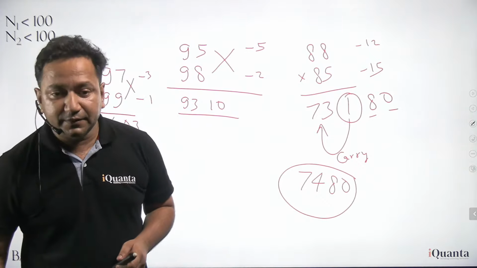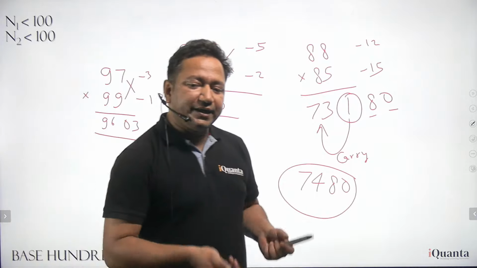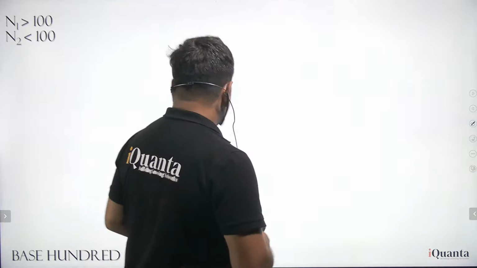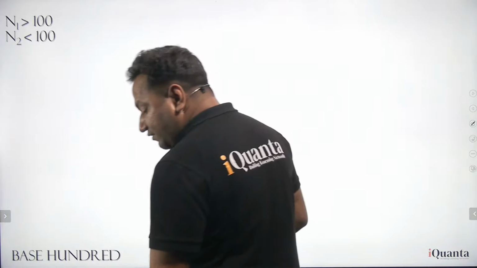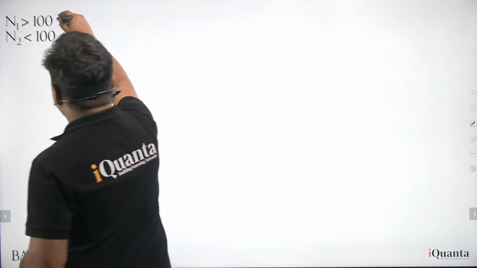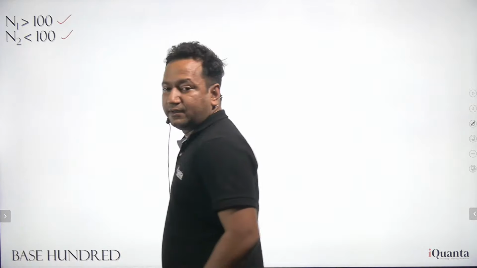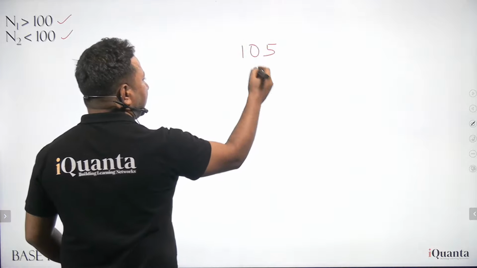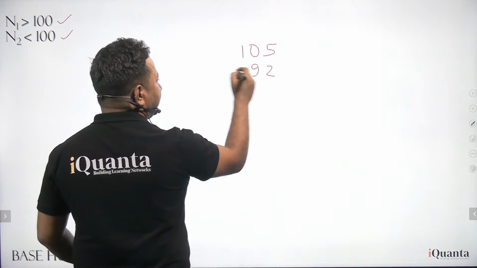Well done. Now going to next variation. Now the things would become difficult, a bit difficult. Now we'll select two numbers in which one will be more than 100 and other will be less than 100. For example, 105 multiplied by 92.